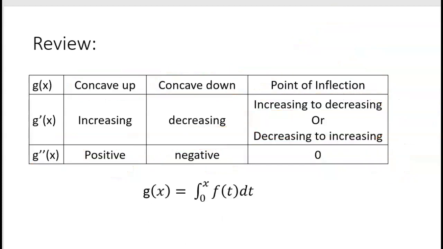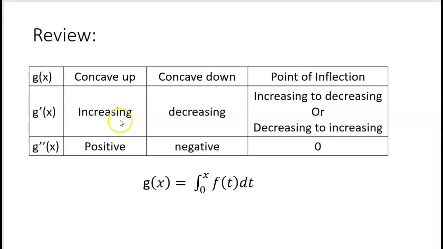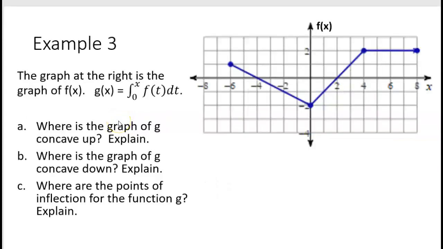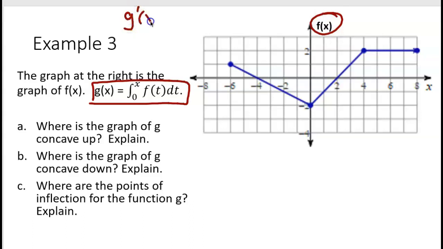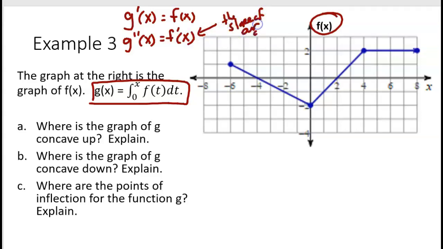Lots of stuff there. Let's go ahead and put that to use. Example 3. The graph at the right is the graph, once again, of g of x given as an integral function of f from 0 to x. And here's a graph of f. Now, it will be helpful for us to remember, and just write this up here at the top, that g prime is equal to f of x, and g double prime now is equal to f prime of x. In other words, the slope of our graph. That'll be helpful to remember.